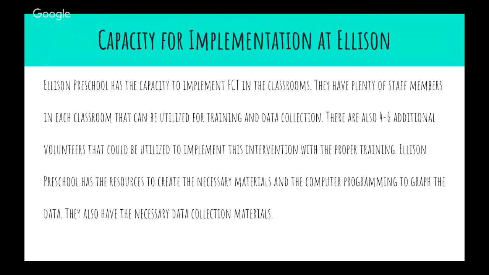So the capacity for implementation at Ellison Preschool: they have the capacity to implement FCT in the classrooms. They have plenty of staff members in each classroom that can be utilized for training and data collection. And then there are also 4 to 6 additional volunteers that could be utilized to implement this intervention with the proper training. So they do have the resources required to do this. And they have the resources to create the necessary materials and the computer programming to graph the data. They also have the necessary data collection materials.